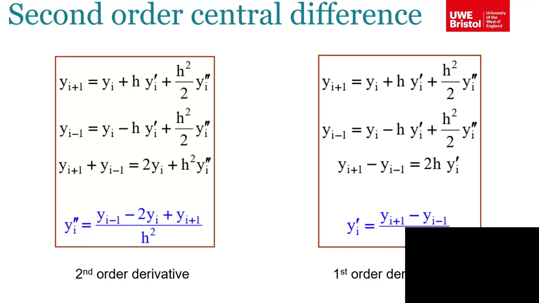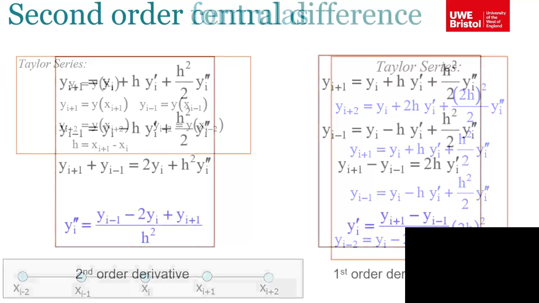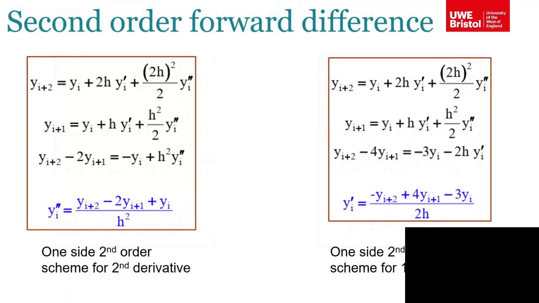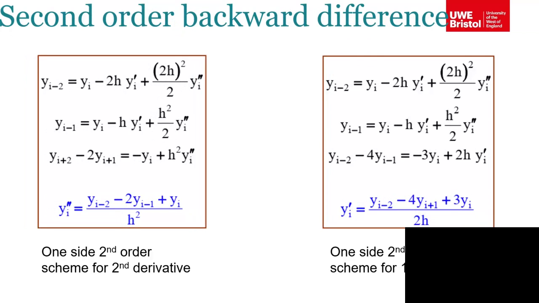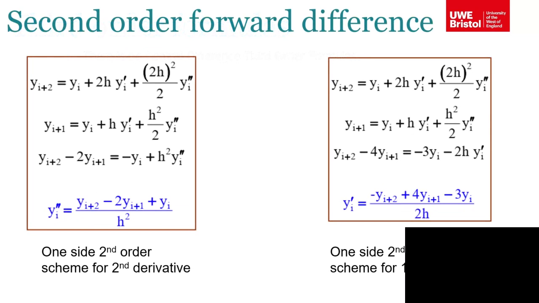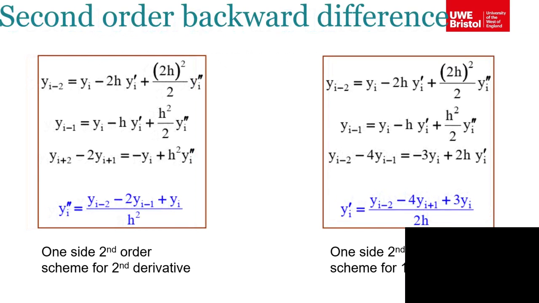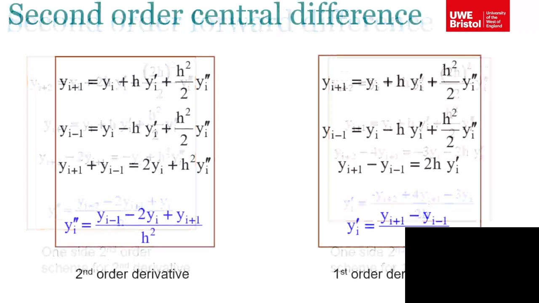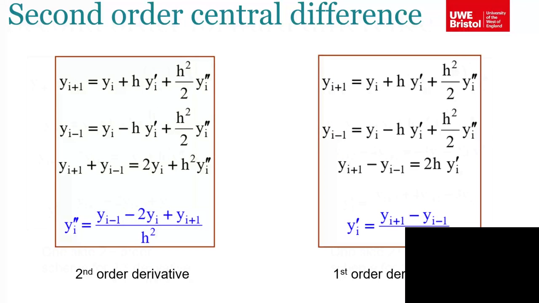And that is your second order. That will be a second order central difference scheme. In the central difference scheme, you have yi minus 1 and yi plus 1 both for the first derivative and the second derivative. That's the second order forward difference, second order backward difference. Yeah, that's the second order central difference.